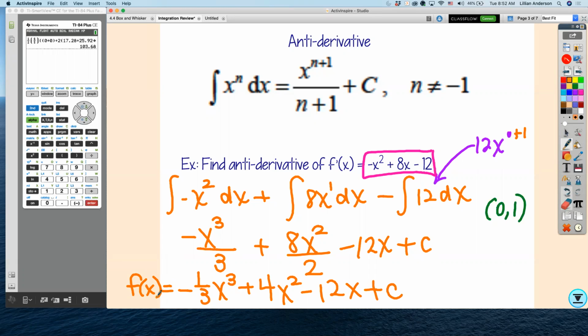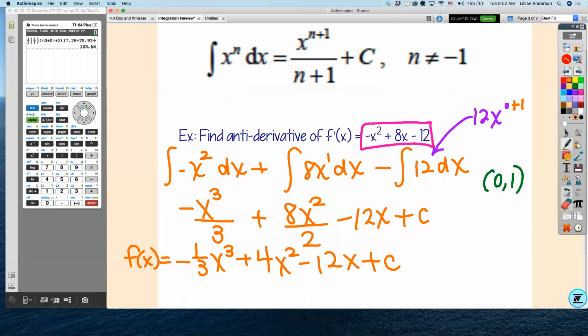So if it actually asked you to find the original function and you were provided with additional information, like the value of x or a particular point, you would plug that in for x and y, solve for c to get your actual function. Like so.